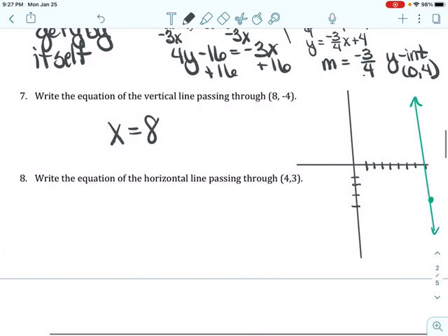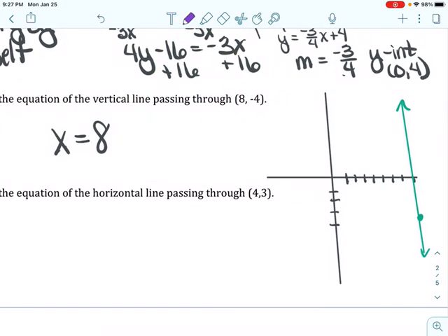So there's our answer. Now if we do the next one, let's give it purple, over 4 up 3, and we want to draw a horizontal line. There it is. Best I can do. I guess I better move that down.